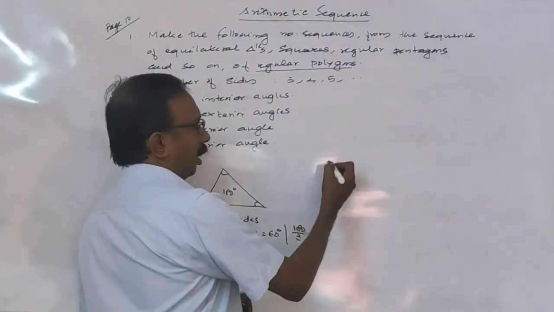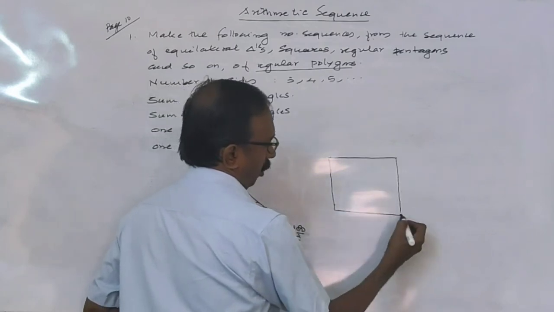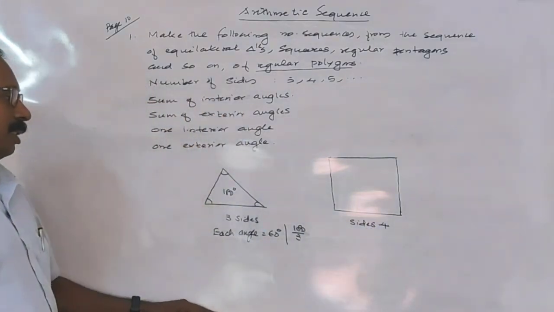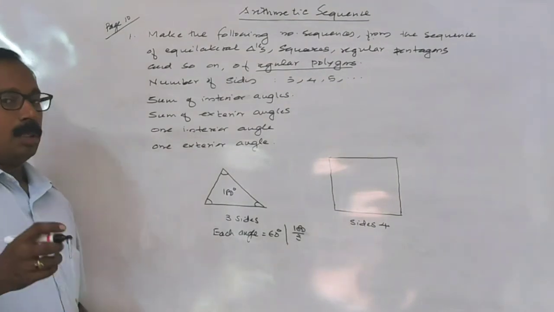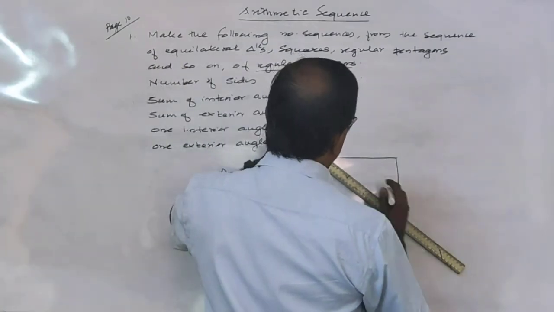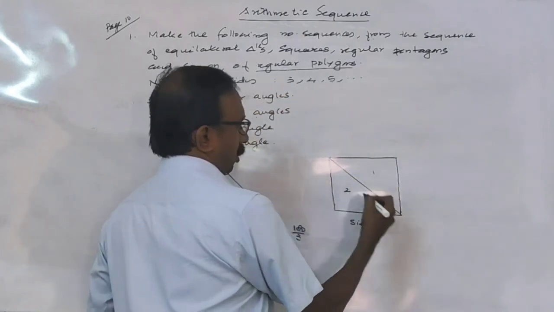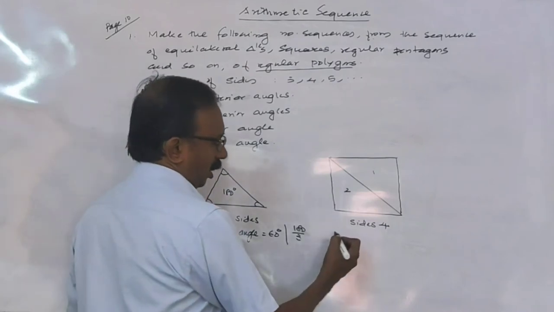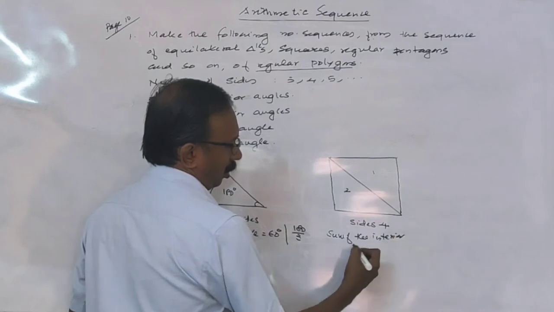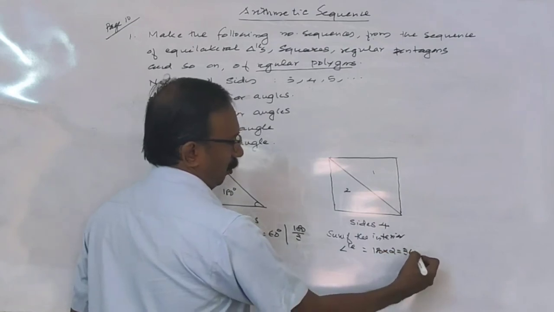If so, a square is a regular polygon. The number of sides of a square is four. Now the sum of the interior angles of the square is to be found. A square is divided into triangles depending on the number of sides. How many triangles are there in a square? The square has two triangles. So the sum of the interior angles is 180 into 2, that is 360 degrees.